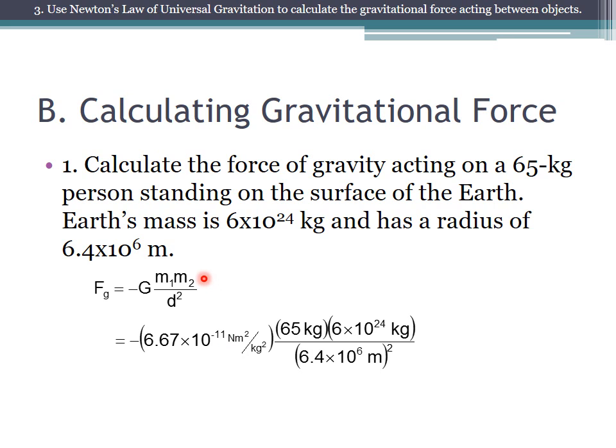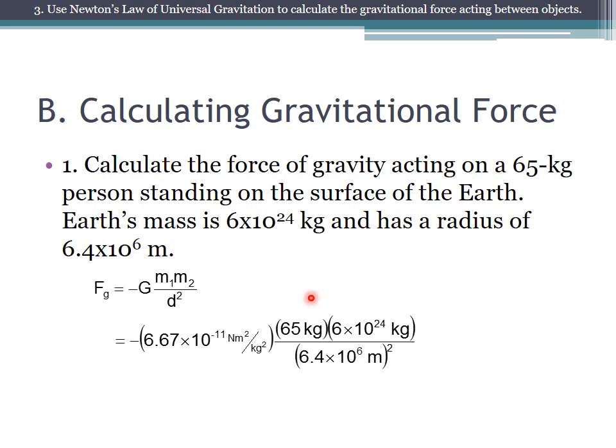Now we need to multiply by m1 and m2. Well, those are just the masses of the objects. In this case, our two objects are the person, who has a mass of 65 kilograms, and then the Earth, which has a mass of 6 times 10 to the 24th kilograms. So I have 65 kilograms times 6 times 10 to the 24th kilograms.